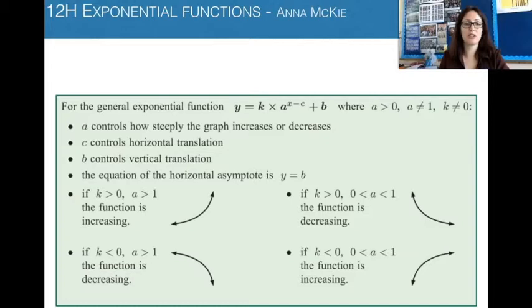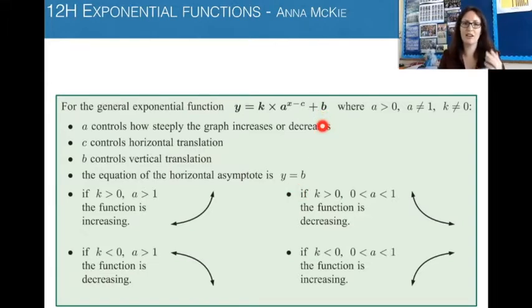Some facts here: there's an investigation in the textbook that I encourage you to do, and here's the summary of the results that you would find from that. I'm not going to go through these at this point. Jot them down in your notebook. Just in the summary though, b controls the vertical translation, so of that graph that we looked at just before, a basic exponential there, how much it can be vertically translated up or down. c is a horizontal translation. a controls how steeply the graph increases or decreases. And the horizontal asymptote is y equals b. So it's the number that's added or subtracted on at the end.